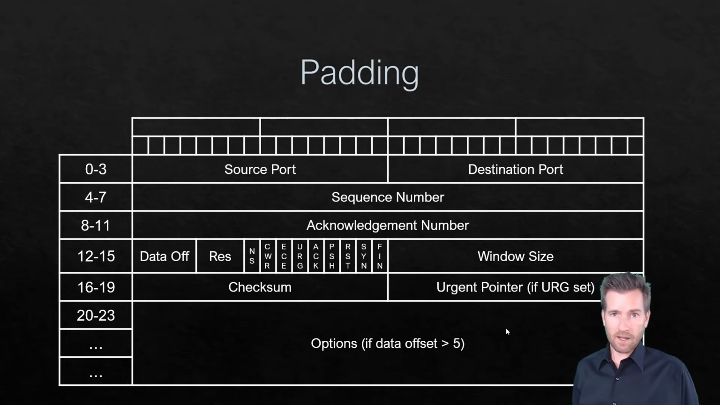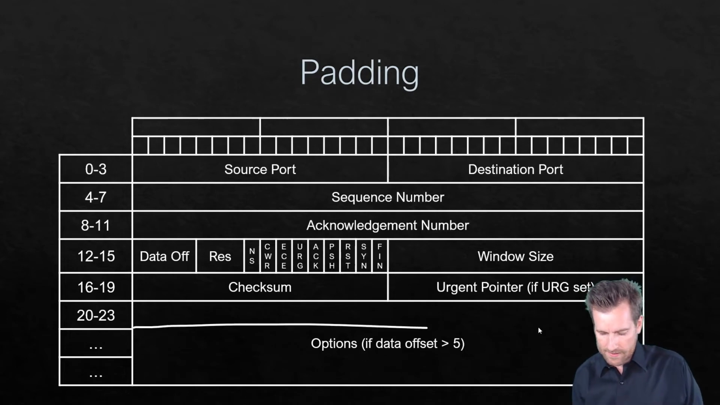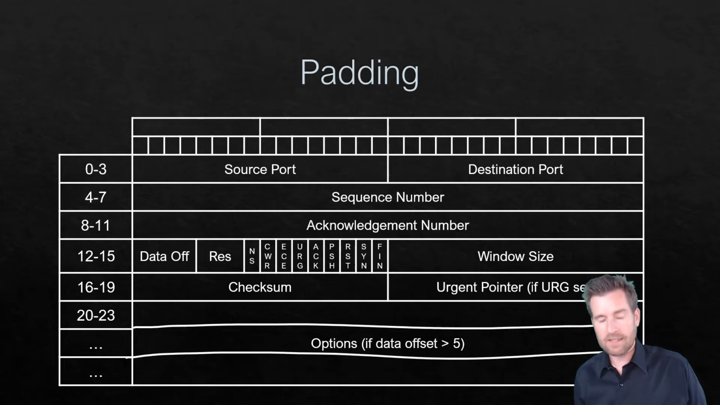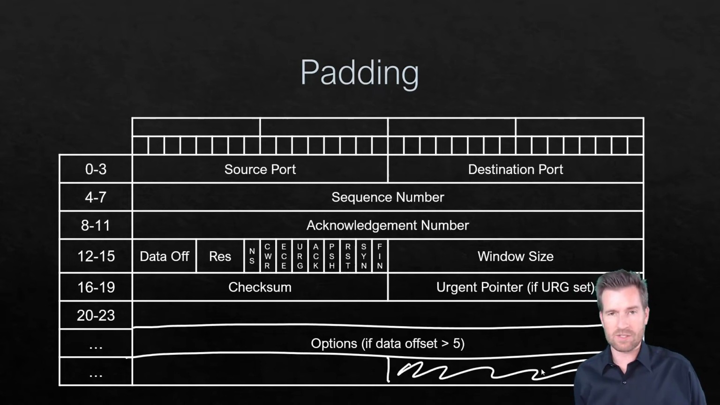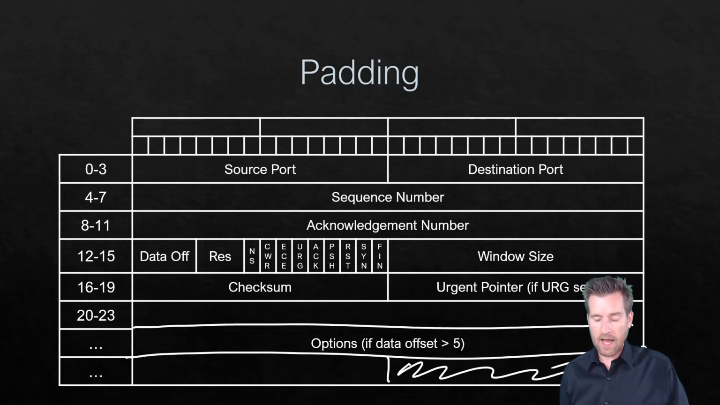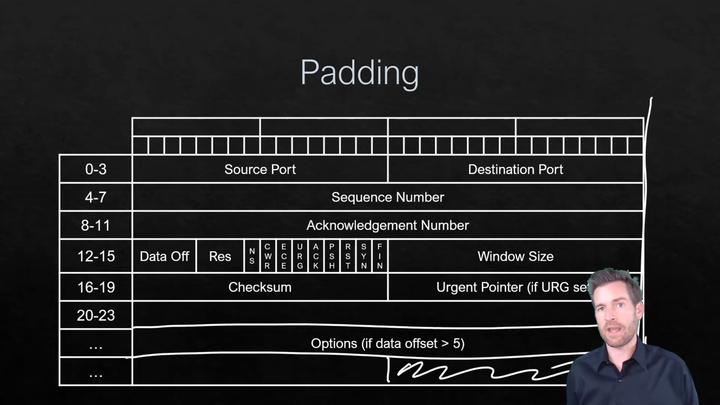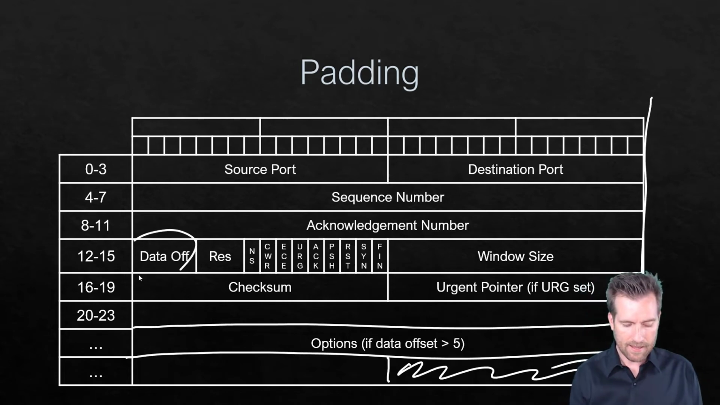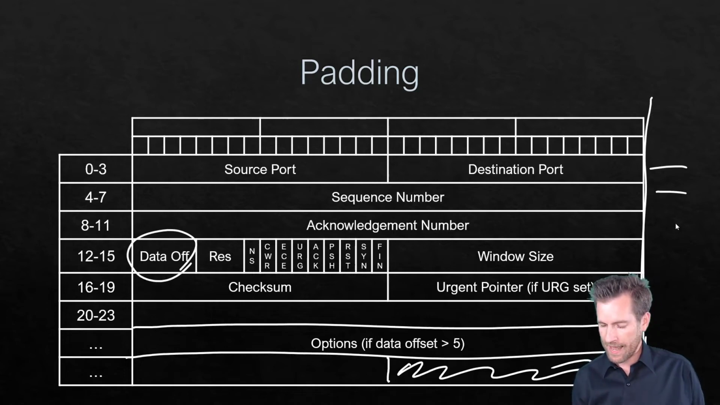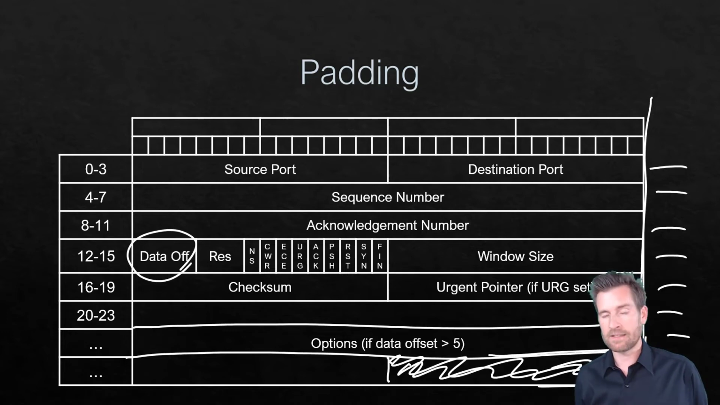There is something called padding. Let's say we have options within here that are set, but they only take up 2.5 lines, then the rest of this would be considered padding. It's just additional bits that are sent across there because it needs to end on this even numbered line right here. It's not going to end in between. That way the data offset is going to specify once again how many lines there are, but we do need a full number of lines for this. And so padding is going to fill in the rest of that.